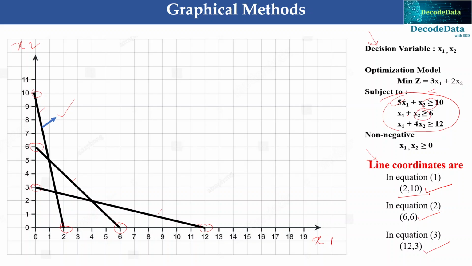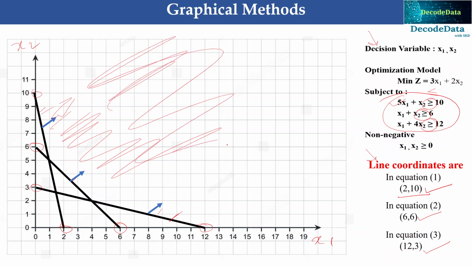Again, this has a greater than sign, so I'll have an arrow towards the outer side. And in the third equation, we have a greater than sign, so we'll have an arrow towards the outer side. Now, the arrows tell us what the common area is. In this case, this is the common area, all the area above this line.